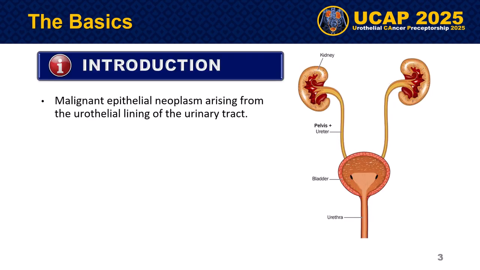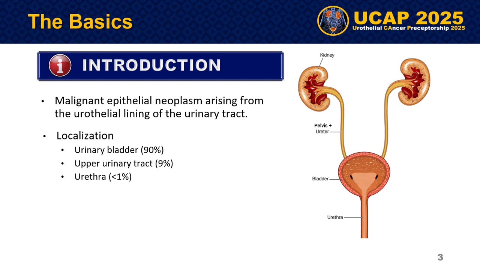Urothelial carcinoma is a malignant epithelial neoplasm arising from the epithelial lining of the urinary tract that is called urothelium. Majority of tumors arise from the urinary bladder, followed by the upper urinary tract, which entails the ureter and renal pelvis, and only rarely does it arise from the urethra.